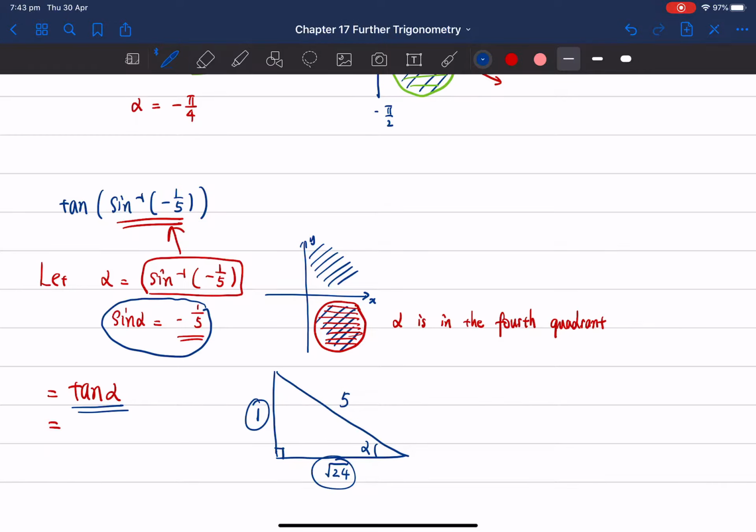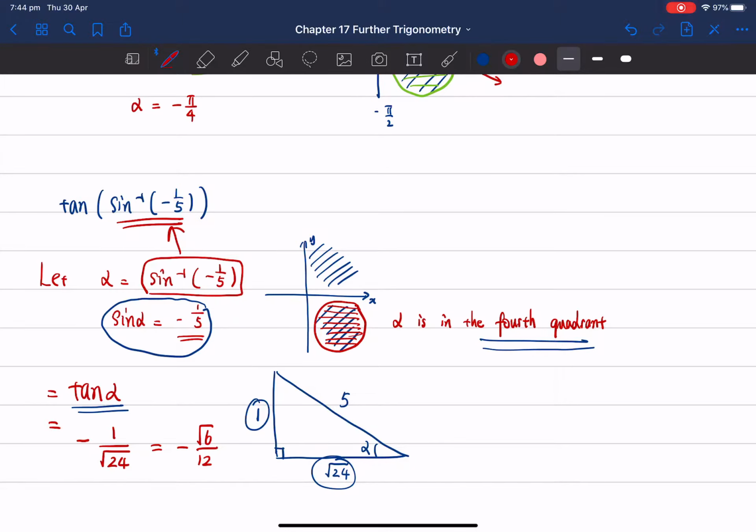Opposite over adjacent. But because it's in the fourth quadrant, your final answer will be negative 1 over square root of 24. Of course you can simplify square root of 24, and the answer becomes root 6 over 12 after you rationalize the denominator. That becomes the answer. As you can see, there are so many steps involved just to solve a question like that.